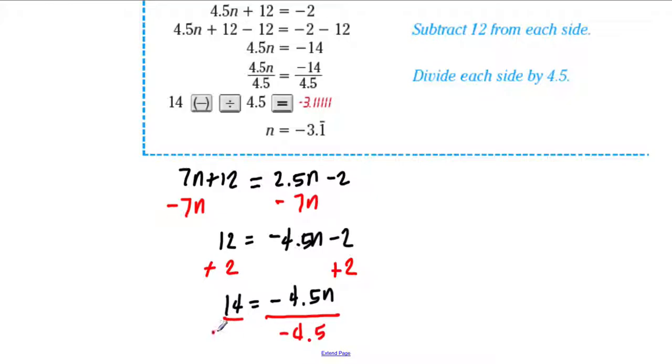We divide both sides by negative 4.5, and if you notice, a positive divided by a negative will still be a negative, and we still get the same answer. So n will be equal to negative 3.1, with bar notation on the 1. So it's the same. It doesn't really matter which variable you want to get rid of. It's all up to you. Okay, let's take a look at example number 2.